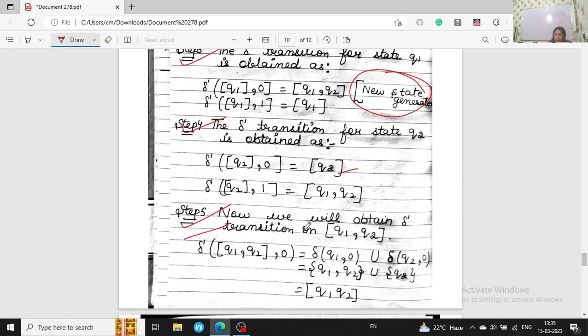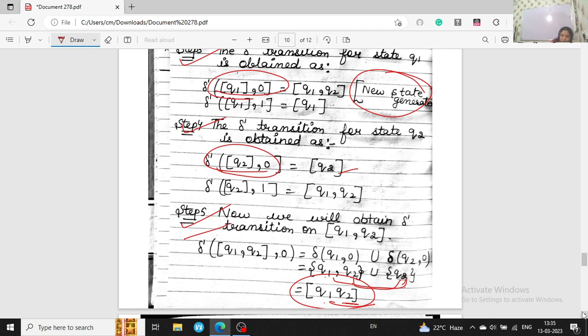Now, next, the fifth step: we will obtain the lambda-dash transition on Q1 and Q2, that is, Q1, Q2 on 0. We will find it by taking the union of lambda Q1 comma 0 and lambda Q2 comma 0. Its value is Q1, Q2 and Q2. Take the union. When we take the union, Q1 is common, so Q1 is taken, and Q2 is taken as common. This will be the transition of Q1, Q2 from 0.